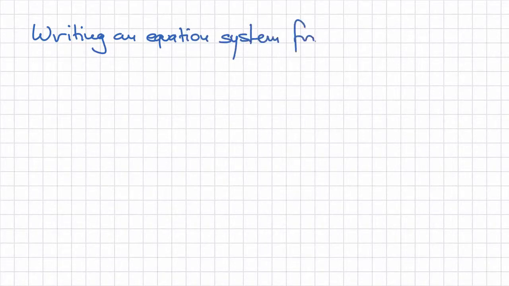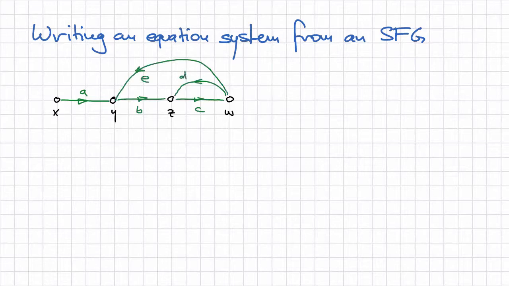Going the opposite way is just as simple. Now I will show you how you can write down an equation system if you have a signal flow graph. I use something bigger this time with 4 nodes and 5 branches. Writing the equation system down is simple if you do it node by node.